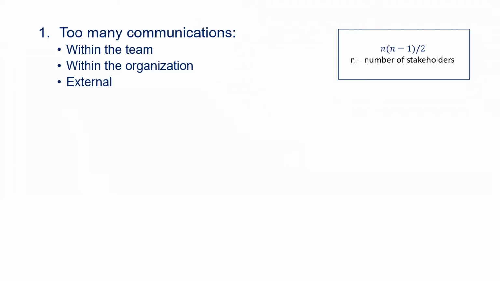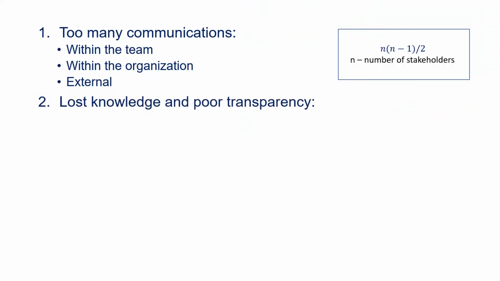Which leads me to a second problem that I'd like to cover. It's lost knowledge and poor transparency about what people are actually working on. And this usually happens because of one-on-one and other individual chats. Well, I'm not saying that one-on-one chats are evil. They are in fact very useful if you need to solve a problem quickly. I use them all the time myself.